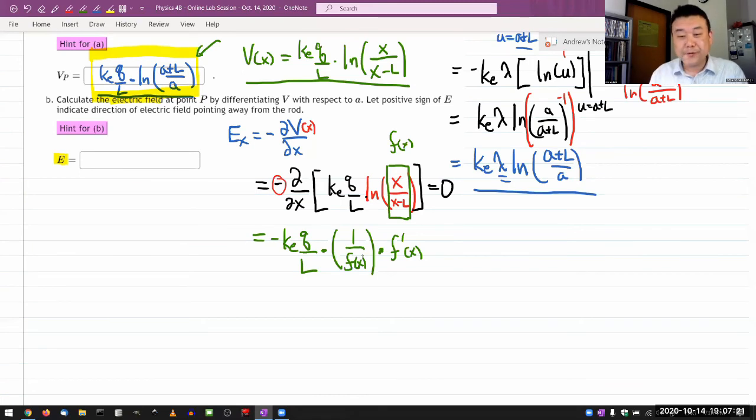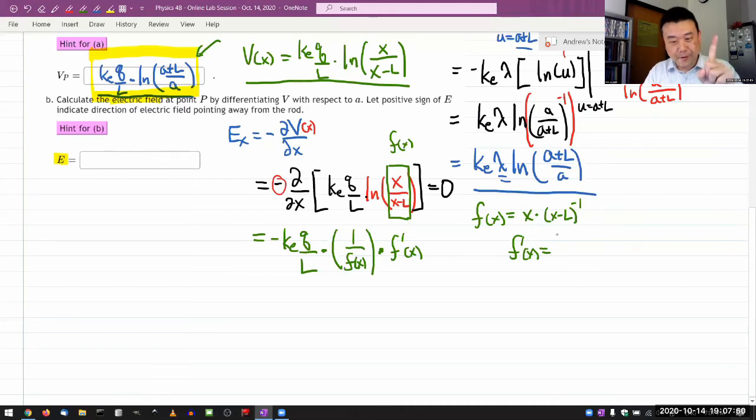What I instead do memorize is the product rule. So whenever I have a quotient like that, I turn that into a product. So f of x is not that ratio for me. It's x times (x minus L) raised to the power of minus 1. So I'm going to use the product rule. And using the product rule, the derivative of that should be the derivative of the first thing, that gives me 1, times just the function itself. So my first term is (x minus L) raised to the power minus 1. And then plus the derivative of the other term.